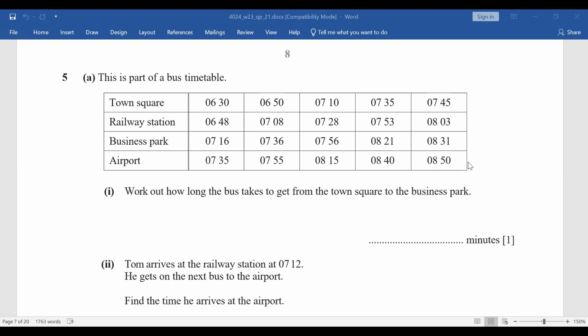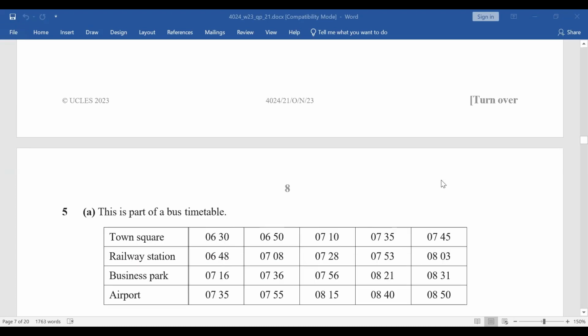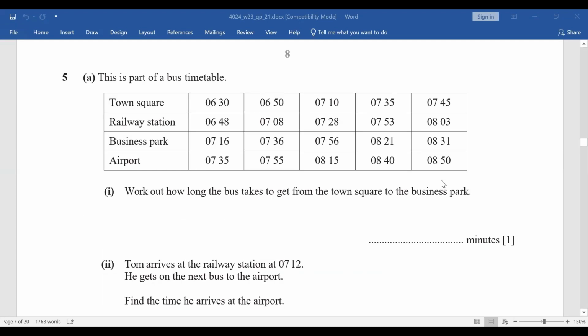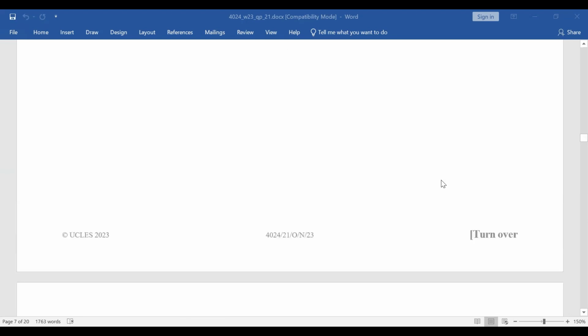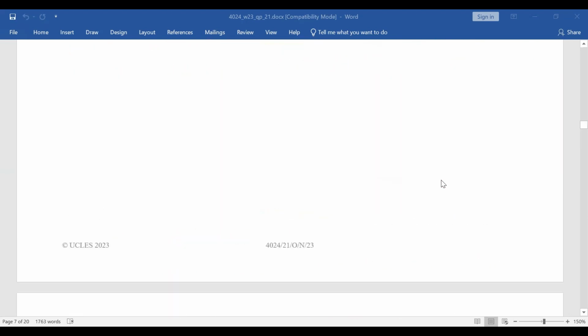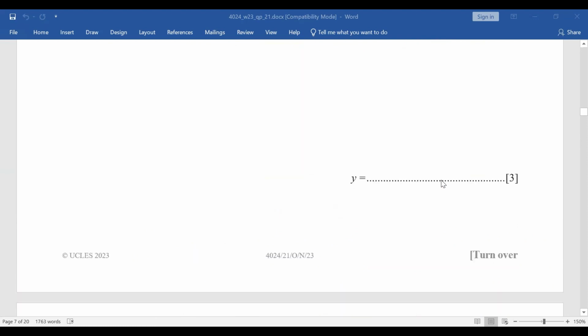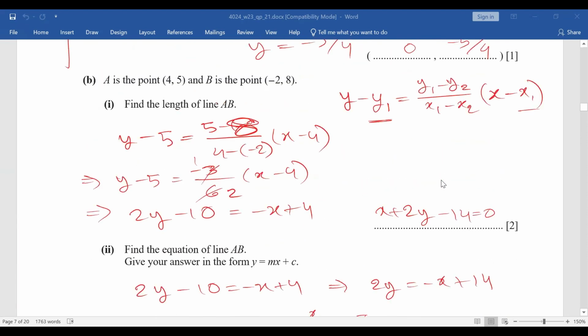In the last video, we covered problems 1 to 4. So we'll start problem 5. Before that, we made a mistake in the last video in question number 3BI. We were supposed to find the length of line AB, but we found the equation. So just AB, we have to find the length AB.